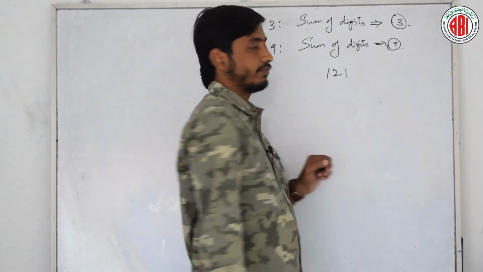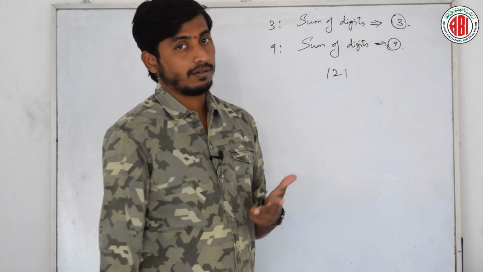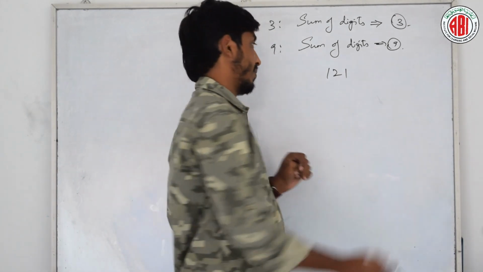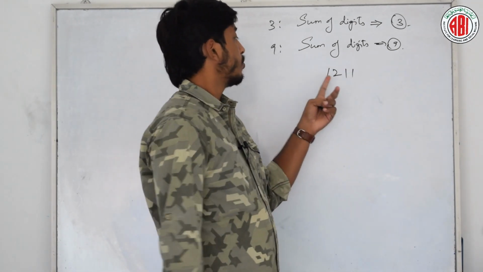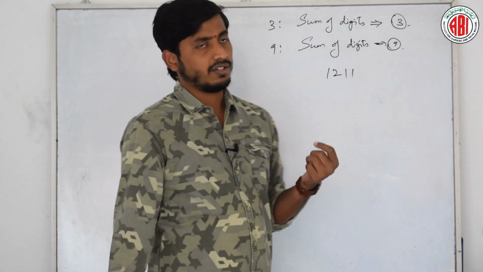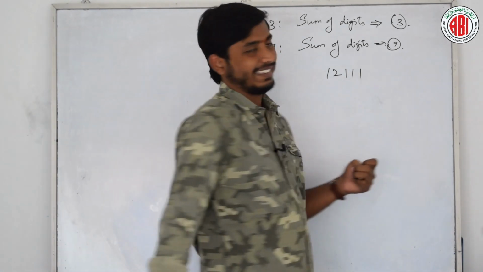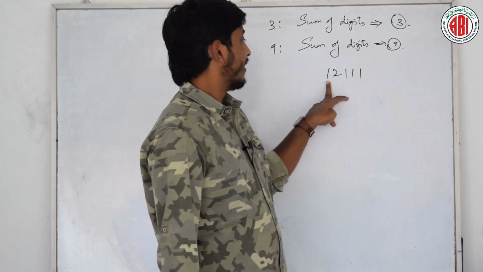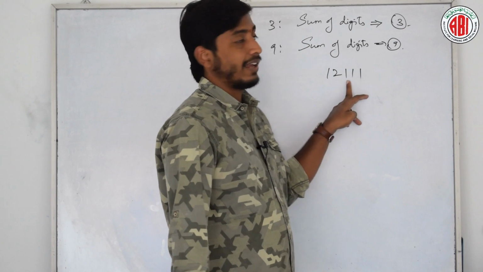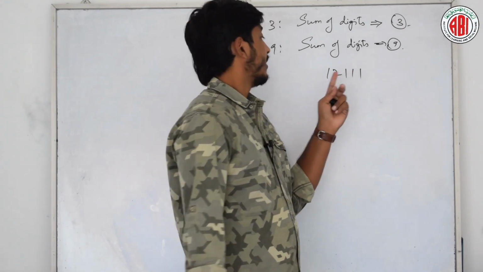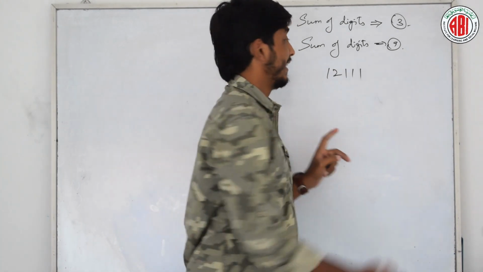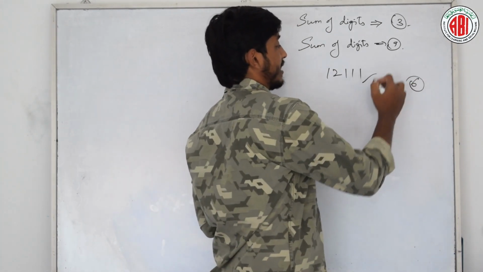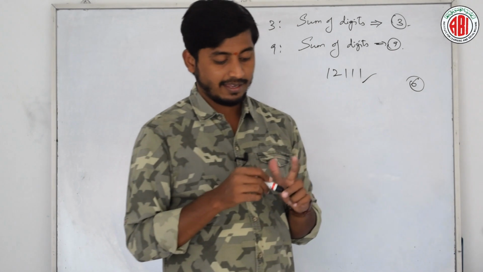Tell me an example. 1, 2, 1. 1 plus 2 plus 1 is 4. It is not divisible. Let us write 1, 2, 1, 1. 2, 3, 4, 5. It is not divisible. Let me write one more digit. See here, 12,111. That is 1 plus 1 plus 1 plus 1, 4, plus 2, 6. The sum is 6. Therefore, it is divisible by 3.